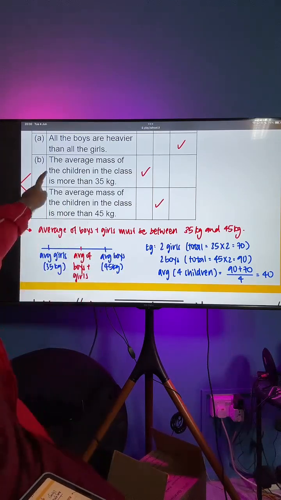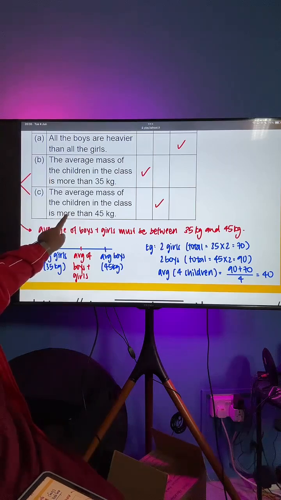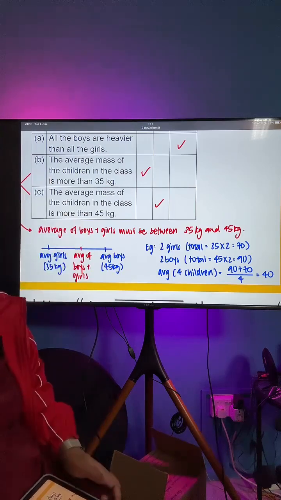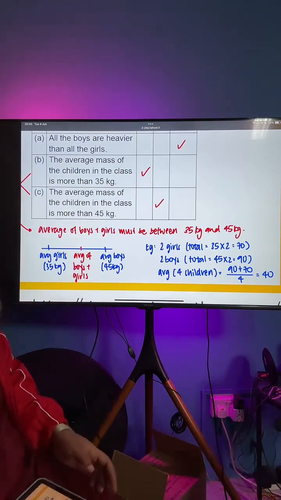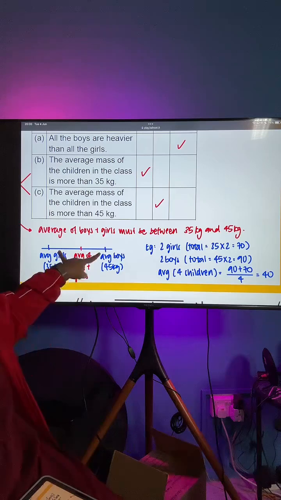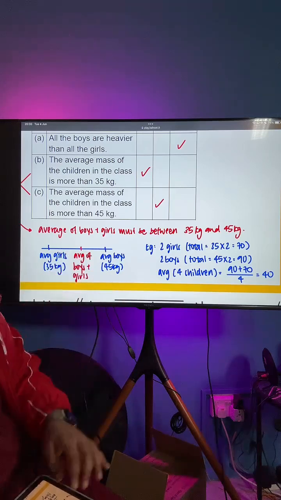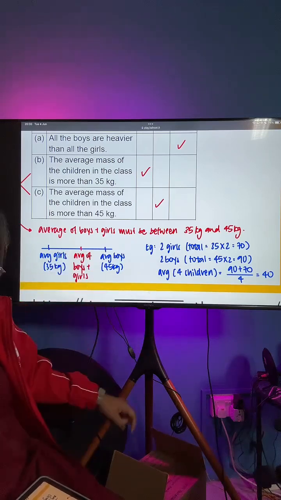Got it? That's why more than 35 is true. More than 45 not true anymore. It must be less than 45. Okay? Okay, everybody? It must be in the center. Not center, but it must be in the range here.